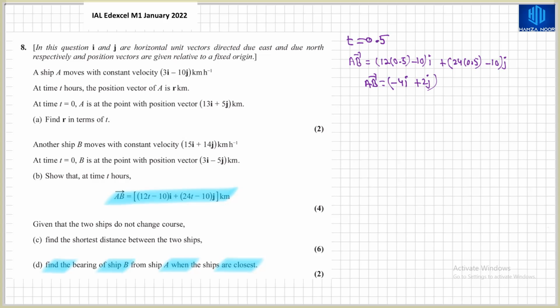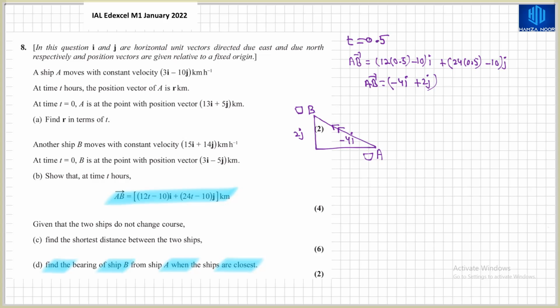So now what we are going to do is visualize this situation. For example, here you have ship A at this point. So from A to B, horizontally, you are going minus 4, so towards the left, this will be minus 4i. And then you are going vertically upwards 2 units. So this is 2j. So at this point, we have ship B. So here we have the AB vector.